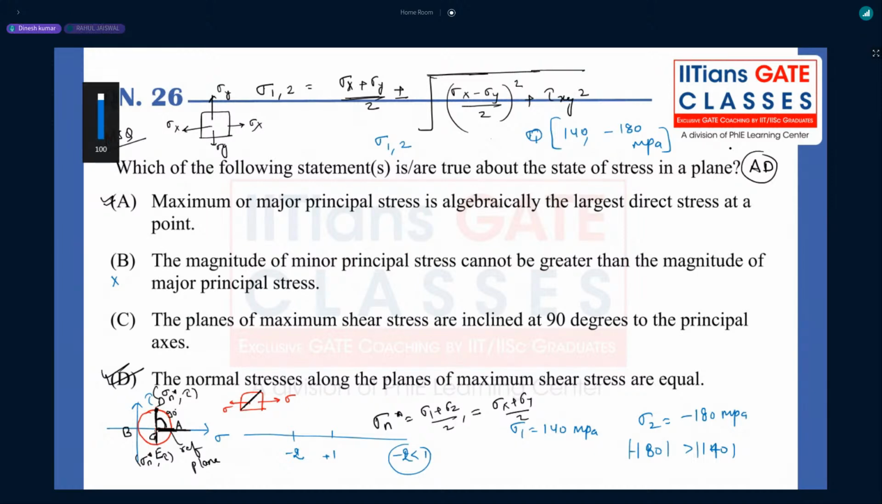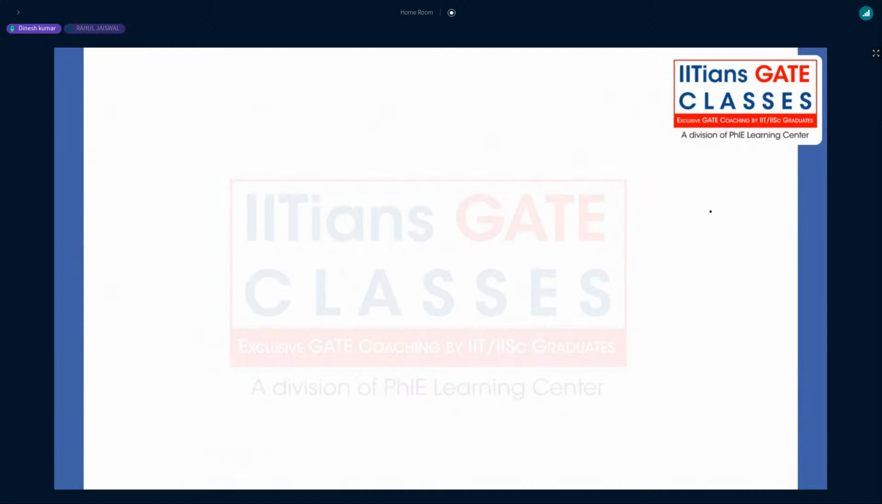The normal stress on the plane of maximum shear stress is nothing but the center of Mohr circle. So the center of Mohr circle is sigma x plus sigma y by 2. Okay, so fine. D is the correct answer, as well as A is the correct answer.